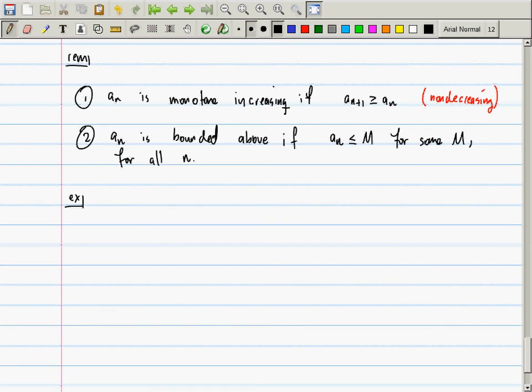Okay, so how about a_n is n cubed plus 4n plus 8. Okay, n cubed plus 4n plus 8. I want to show that this is monotone increasing. Okay, so someone was saying something about calculus, so walk me through it.